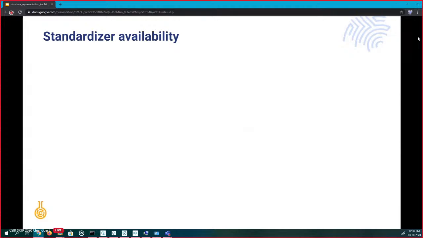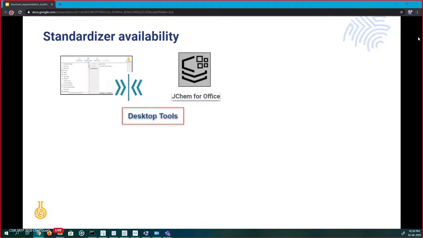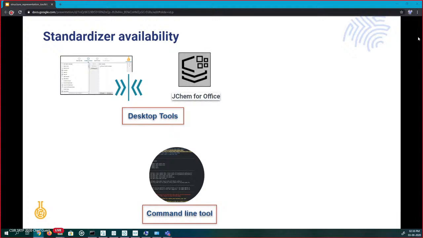Let's talk about how you can access these standardizers. So where are they available? One of the most prominent ones is that they are available as a desktop tool. The standardizer comes with its own GUI, which lets you standardize the given input file as well as generate the configuration file. They are also available from JChem for Office Suite, which is a tool from ChemAxon to bring chemical intelligence to a Microsoft Office document. Of course, they are also available as a command line tool to make it easy for you to integrate in your own workflow or script.